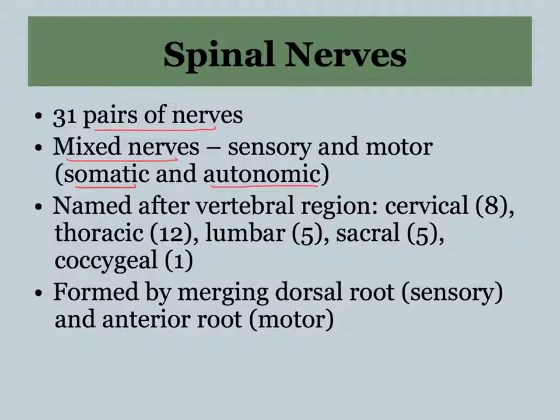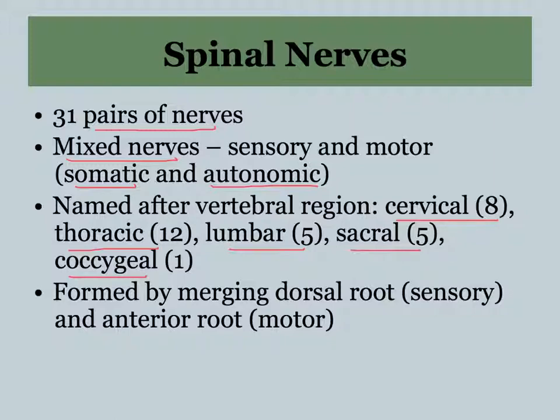Spinal nerves are named after which vertebrae they come out of, and so there are 8 cervical nerves because the first one exits above cervical vertebra 1, and then cervical nerve 2 exits below the vertebra, as do all the others. So we have 12 thoracic nerves, since you have 12 thoracic vertebrae, 5 lumbar, 5 sacral, and then we have 1 coccygeal nerve.